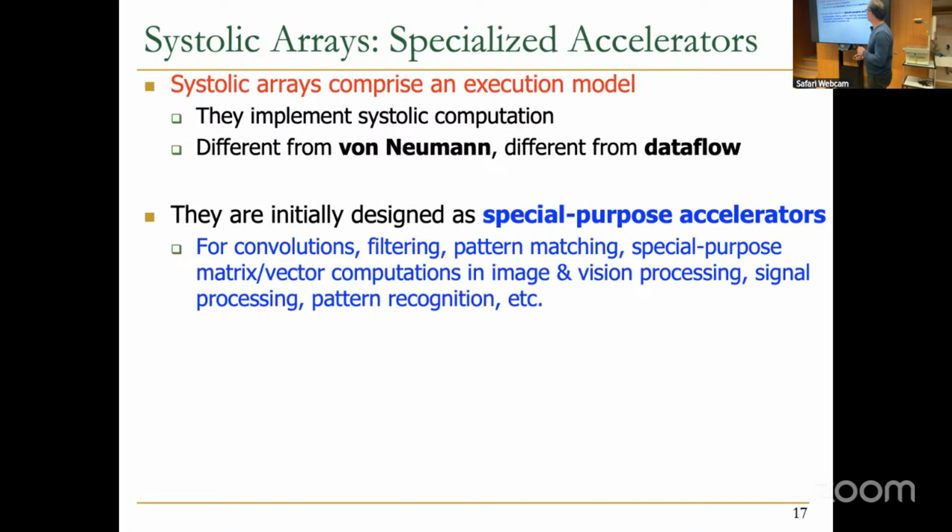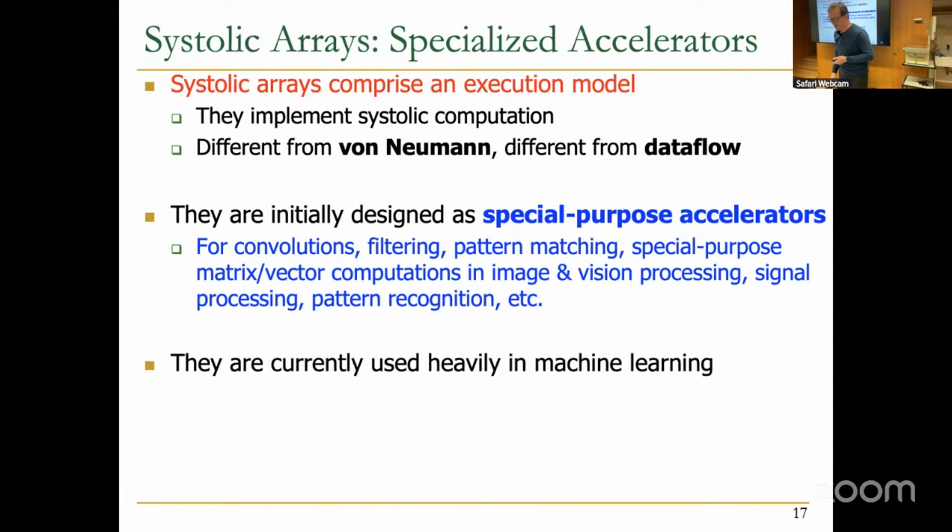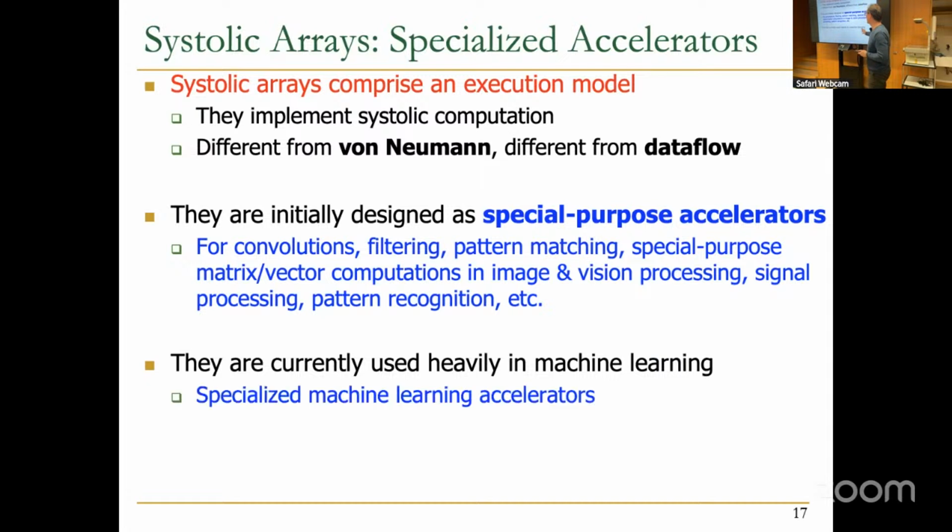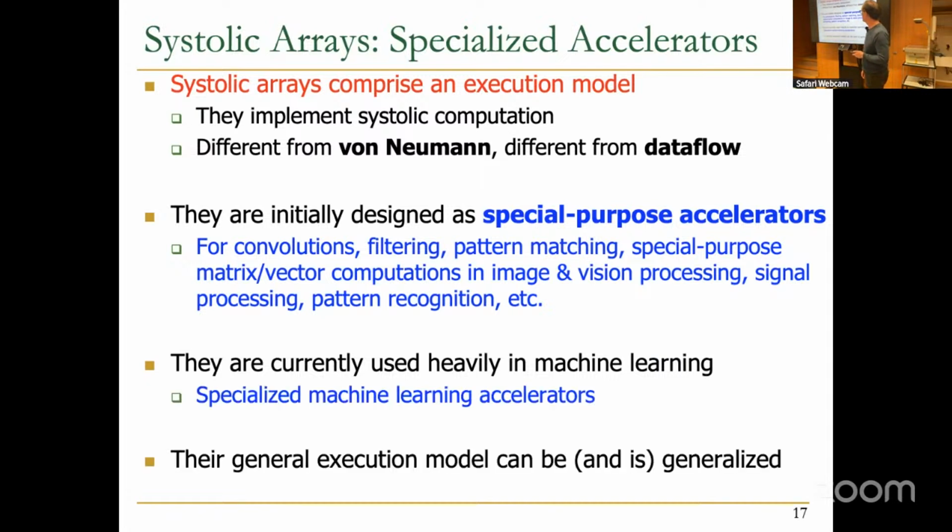And the reason they were designed was actually for convolutions, filtering, pattern matching, special purpose matrix vector computation, image and vision processing, signal processing, pattern recognition. And machine learning is essentially all of those today. That's why they've been successful, let's say, with the rise of machine learning. So today, they're currently heavily used in machine learning in specialized accelerators.